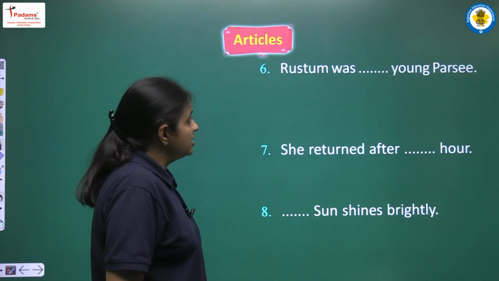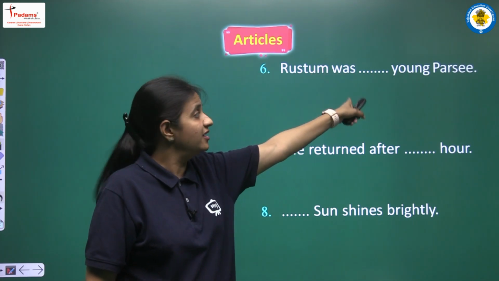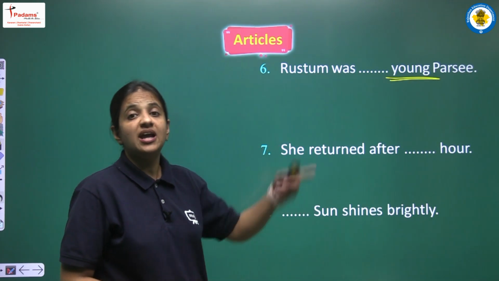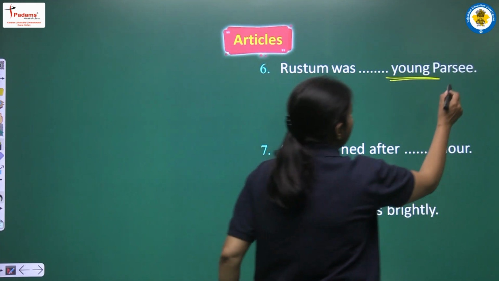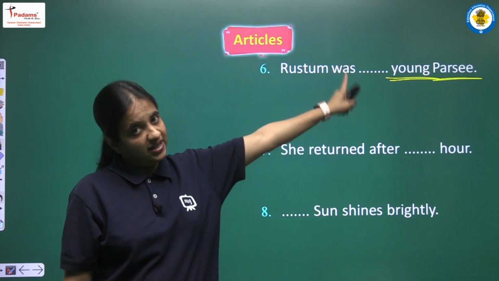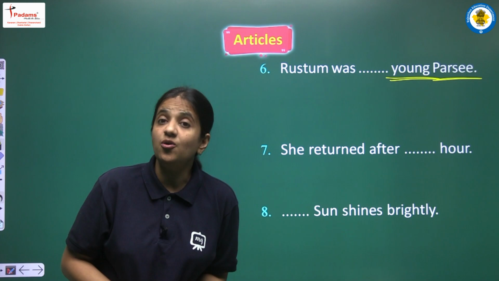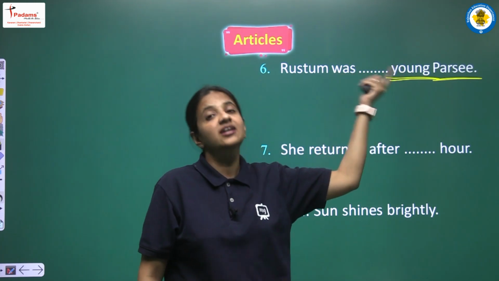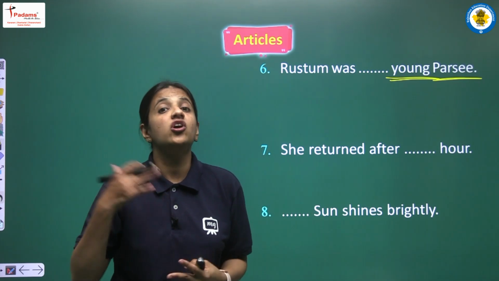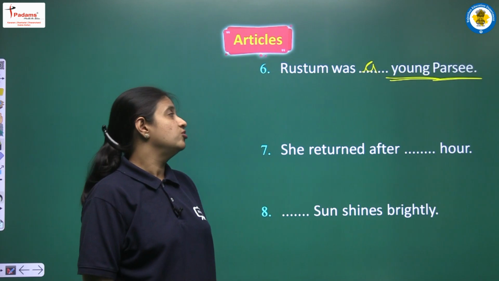Next sentence, Rustam was young Parsi. Here in this sentence we have one blank before young. Again we can see that young is an adjective, and after the adjective we have a noun also. So again we have the combination of adjective plus noun. So here in this sentence we can use an article, right? And how will we use the article? According to the sound that we have. Here we have young. So what is the starting sound? That is ya, and yes, ya is a consonant sound. So we have to use a here in this blank, and the sentence will be Rustam was a young Parsi.